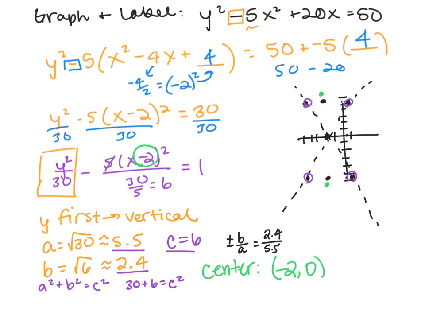So now last step, just actually graph the hyperbola. It goes through its vertices and then hugs the asymptotes. And that's it.